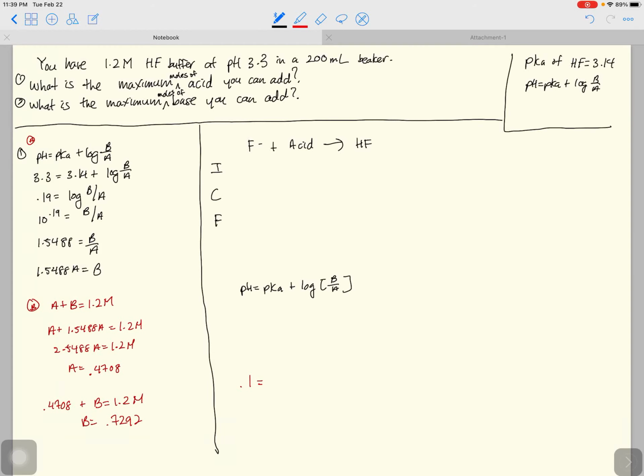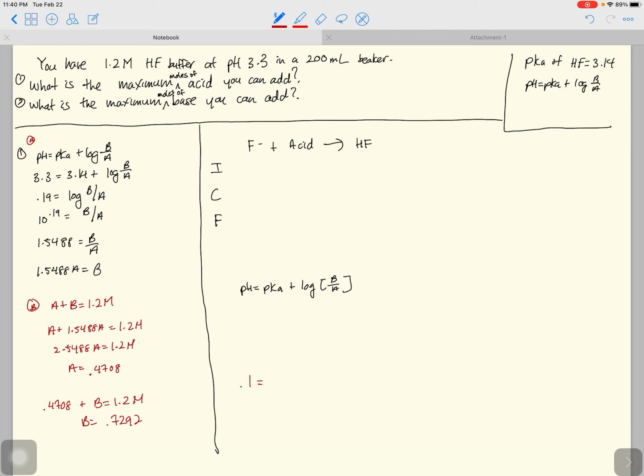So let's try to do some more buffer problems to find the maximum moles of acid or base. This problem states you have a 1.2 molarity HF buffer of pH 3.3 in a 200 mL beaker. What is the maximum moles of acid you can add? Now let's do the first problem first.